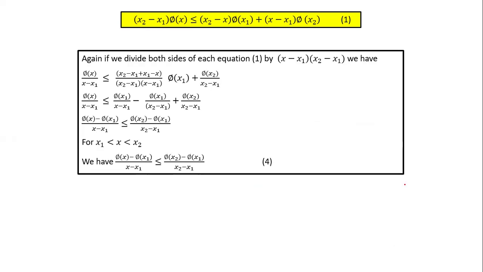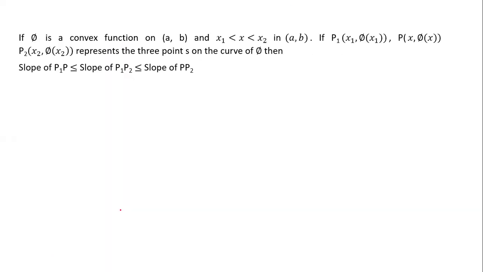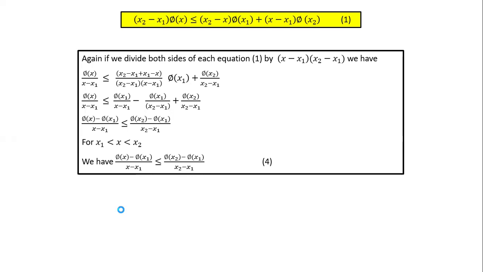And finally, the third pair of terms, x minus x1 and x2 minus x1. Dividing by these two terms, the same steps are performed as I told you earlier. You can do it on your own, and you will get these terms and establish this inequality, which I have mentioned as number 4. Now, combining the third and fourth inequality, you will get the desired result of the lemma.